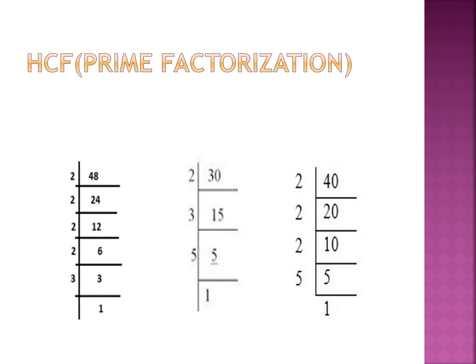In front of your screens you have the factorization of 48, then the factorization of 30 and then the factorization of 40. So what are the prime factors of 48? 2, 2, 2, 2 and 3. What are the prime factors of 30? Yes, 2, 3 and 5. What are the prime factors of 40? 2, 2, 2 and 5. All right, so again, as you did previously, arrange the prime factors of all these 3 numbers.